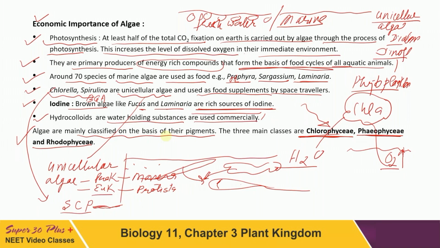So this is part first of chapter 3, Plant Kingdom, in which we have discussed different types of classification systems and the concept of plant kingdom, how it has changed over time. Then we have seen general characters of algae and economic importance of algae.